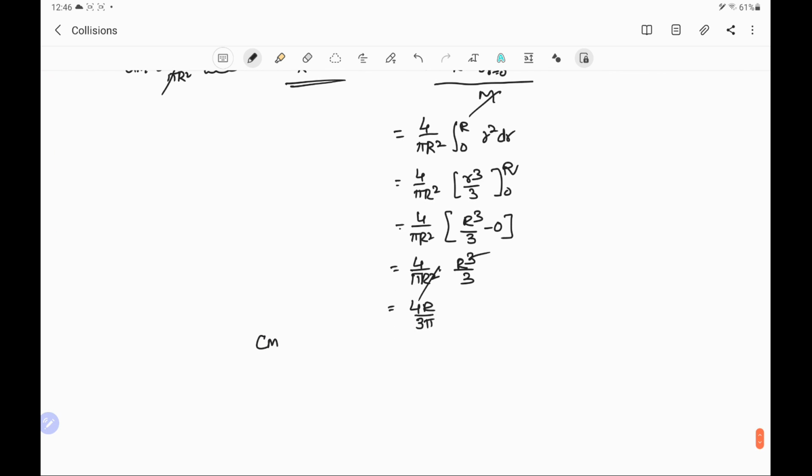Therefore, the center of mass of the semicircular plate, or say disk, is: x coordinate is 0, y coordinate is 4R by 3π, and z coordinate is 0.